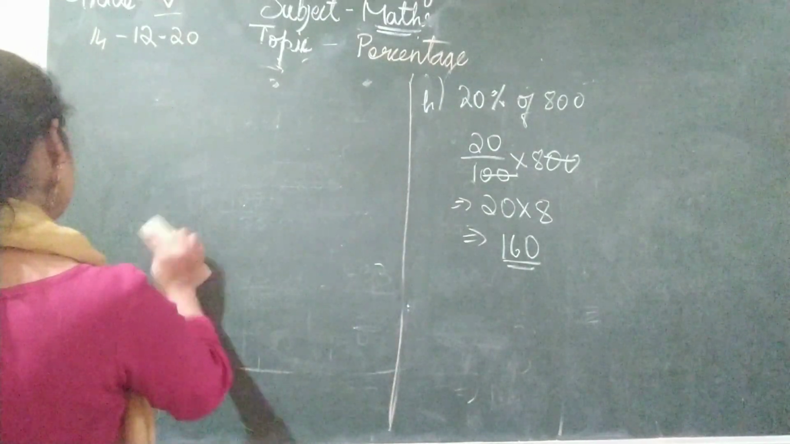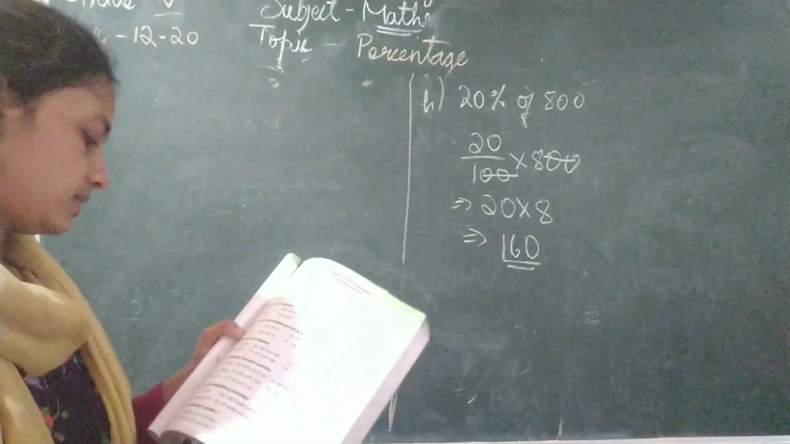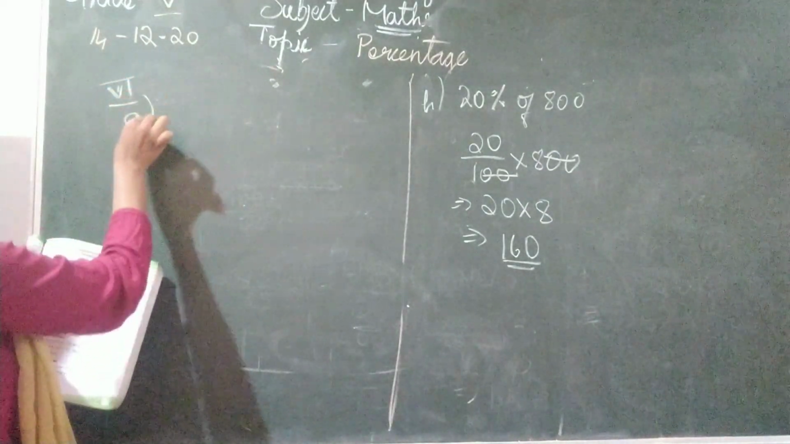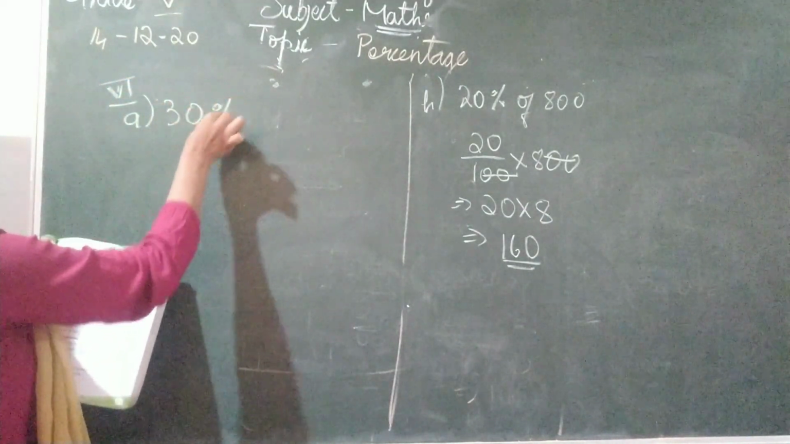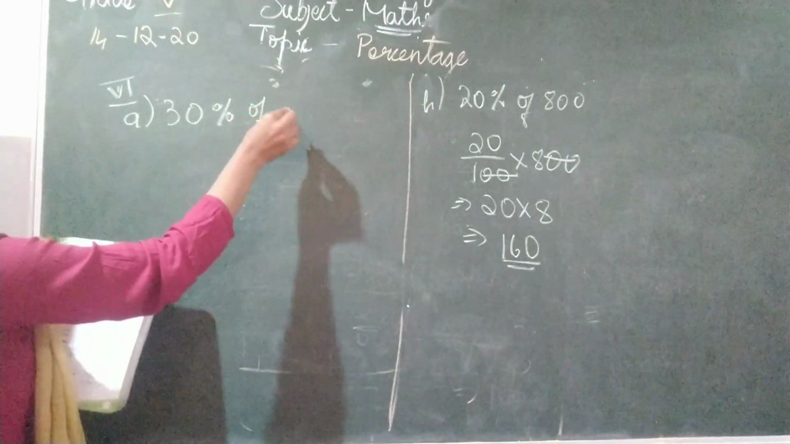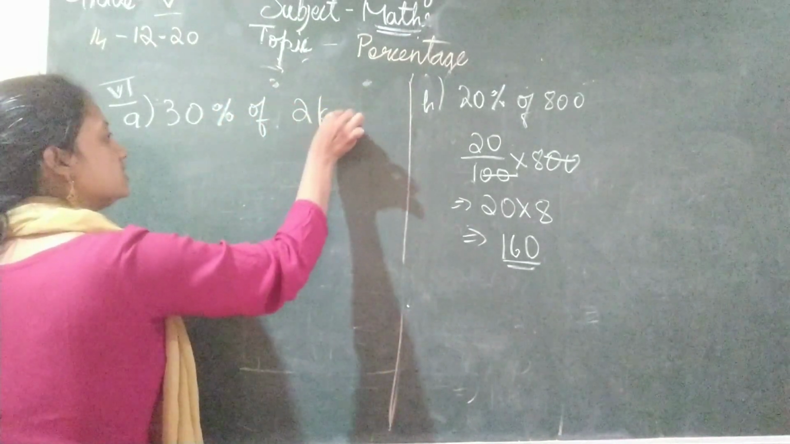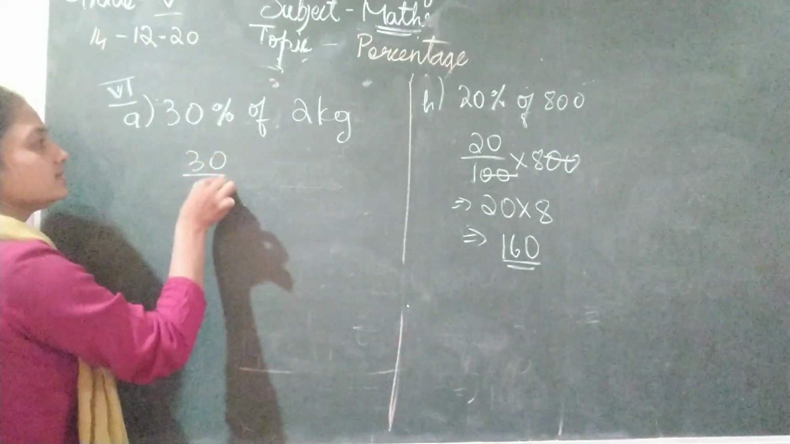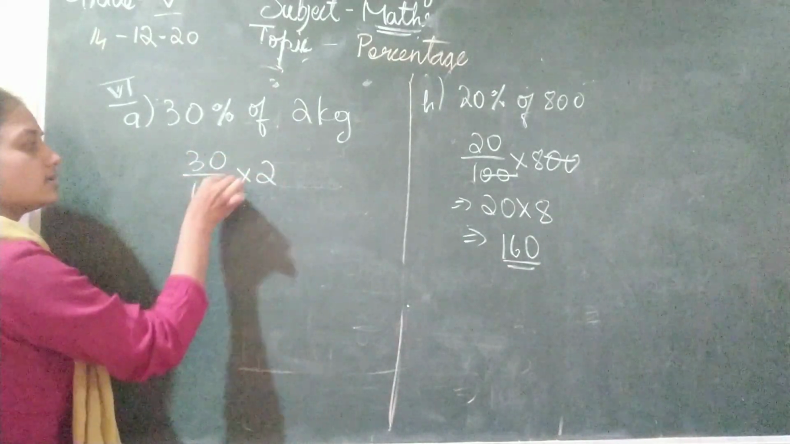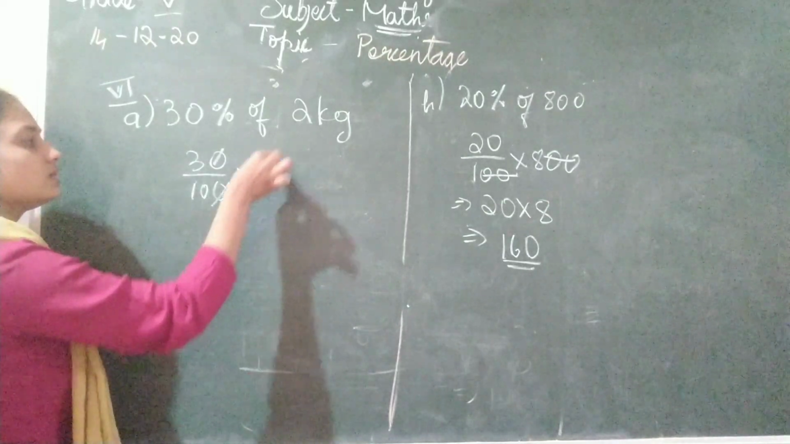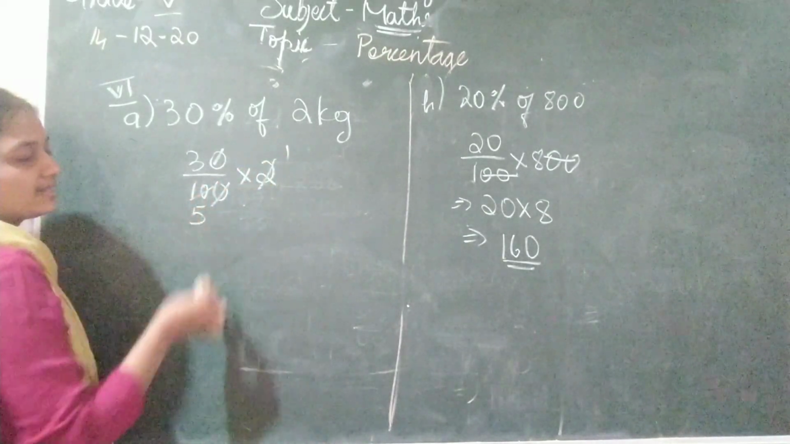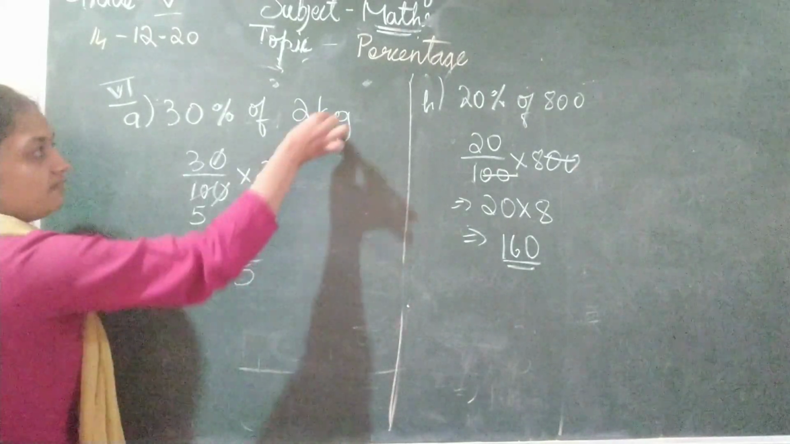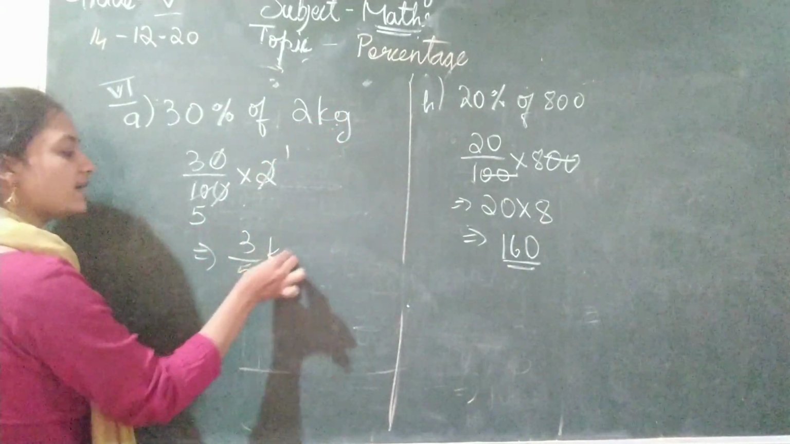The first one, 6 main, first one. 30% of 2 kg. So you should write 30 by 100 into 2. Cancelling, my answer is 3 by 5. I have kg, so write kg. This will be my answer.